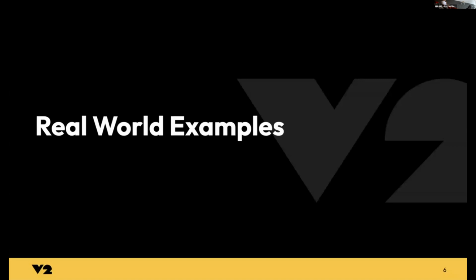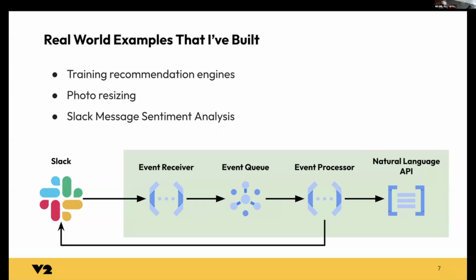Some real world examples I've worked on: training recommendation engines, where people use custom search and behind the scenes we train models that recommend products for that search. Photo resizing, where people upload photos of products and we need to come up with a thumbnail, so you process that asynchronously. The other one that I really liked working with was Slack sentiment analysis, about 4 or 5 years ago, with a really awesome group.